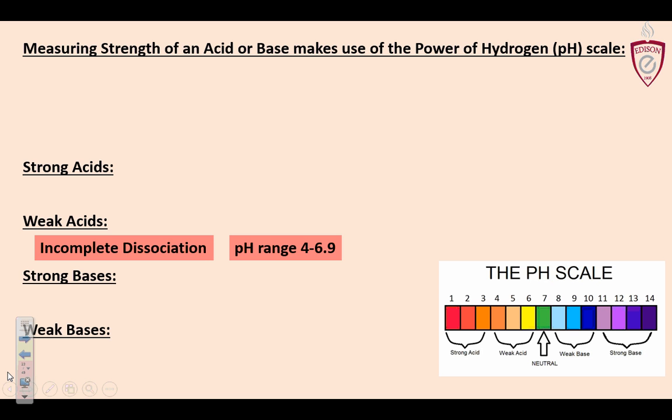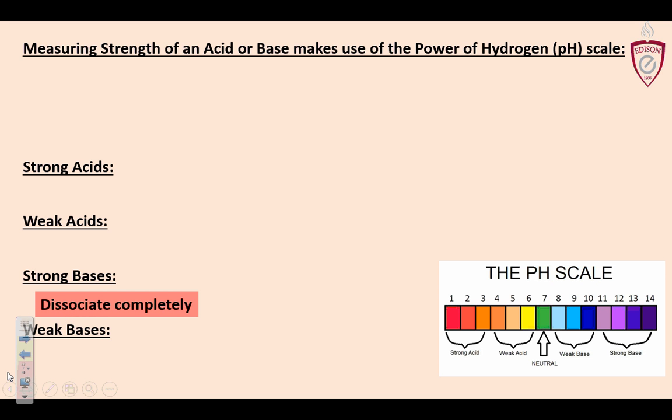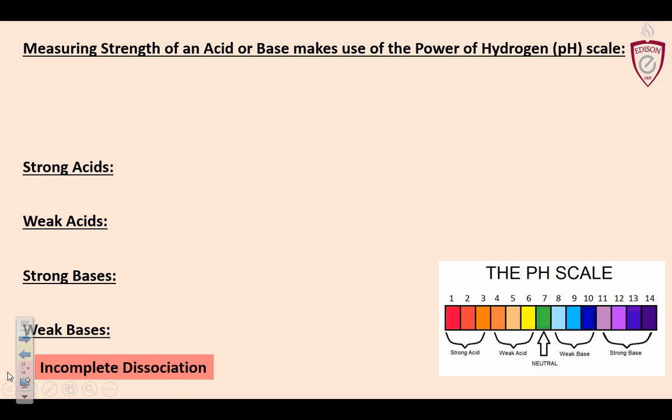Now, strong bases, just like strong acids, dissociate completely. The OHs all leave the metal that it was bound to, and I have lots of OH in solution, so my pH range is now going to be between 11 and 14. Now, weak bases, just like the weak acids, have incomplete dissociation. The closer you are to pH 7, neutral, the weaker the base is. So the further away you are, at 1 or 14, strong acid, strong base. Close in to 6 and 8 or so, weak acid, weak base.